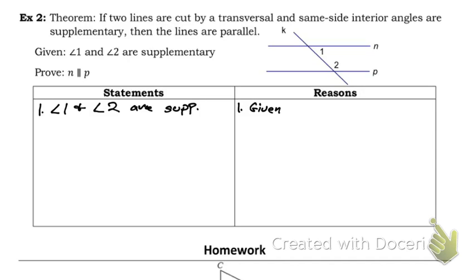So I have two goals in this one. I only can use one of those two other postulates or theorem. I can use the corresponding angle postulate, or I can use the alternate interior angle theorem. So that means I either want to show that alternate interior angles are congruent, or I want to show that two corresponding angles are congruent. That is our whole goal in this proof.